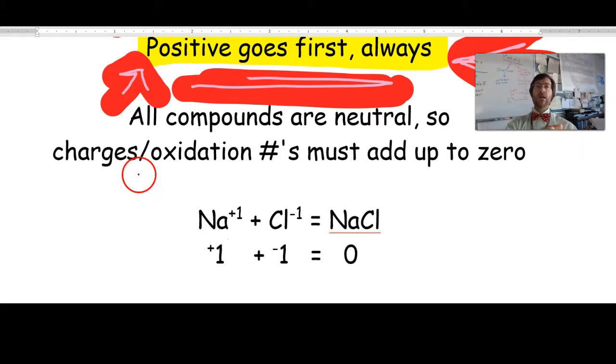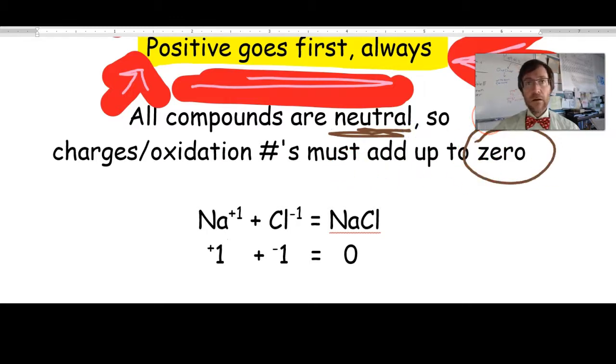And then the other thing we got to get down is that all compounds are neutral, so everything has to add up to 0. Again, it's because if stuff had charges, the whole universe would be like static electricity, and everything in existence in the entire universe would glom together in one giant ball, and we wouldn't have a universe.